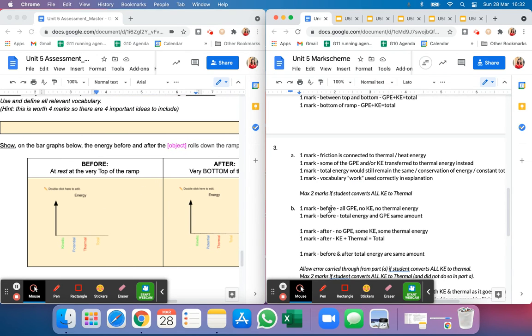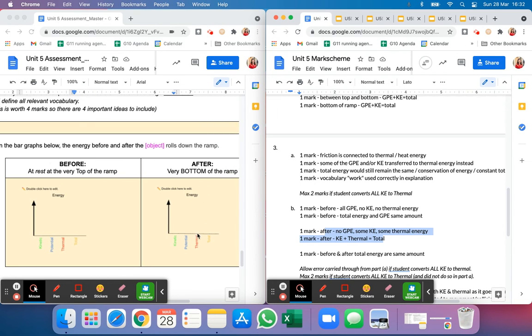Showing on the bar graphs, the bar graphs before should have looked exactly the same. After should have been some thermal energy. Still kinetic energy, because you're still moving at the very bottom of the ramp, but some of the energy went to thermal instead of all GPE to KE.